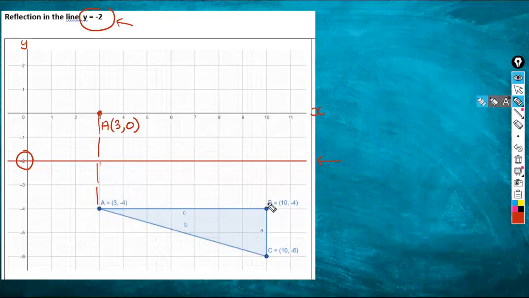Almost the same thing for point B. He's 2 blocks on this side, 1, 2. So on the other side, he's going to be what? 1, 2. And he too is going to end up on the x-axis. And he is going to be 10, 0, because he's on the x-axis.